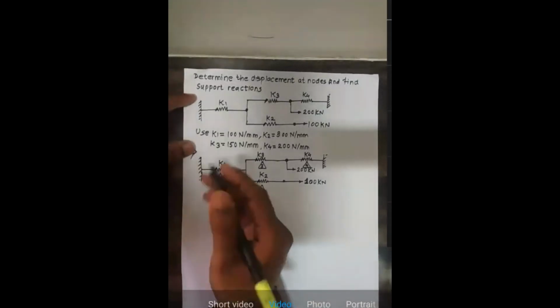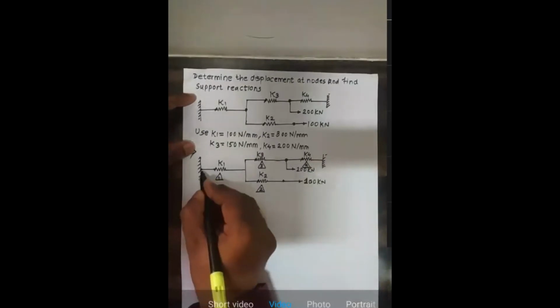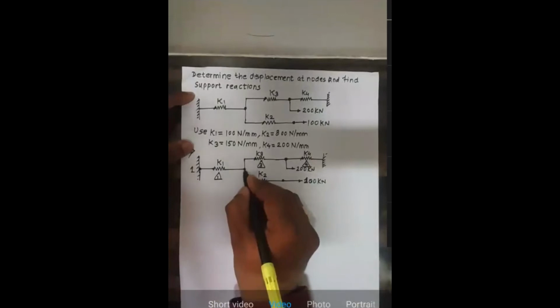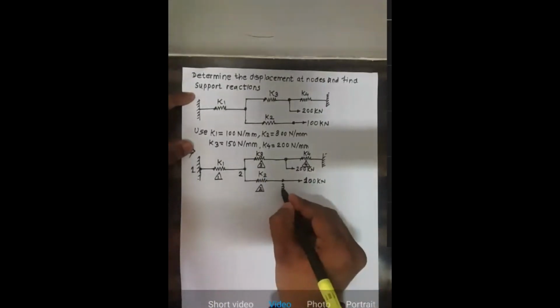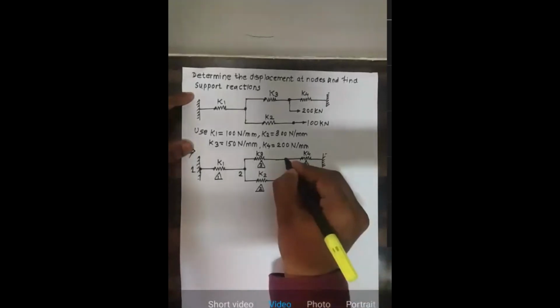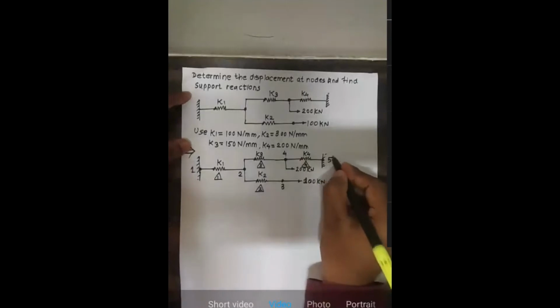So what we'll do, we will start from left and we will move towards right. Let me call this node number 1. This is node number 1. I'll call this node number 2, this node number 3, this node number 4, and this node number 5.